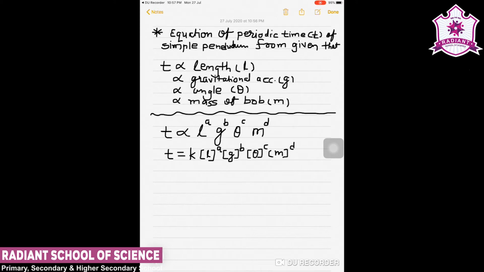Now what we will do, we will note down the dimension formula of each term, and then we will compare the power of the left hand side to the right hand side with their dimensions. Say mass has dimension M, so whatever the power of mass in the left hand side will be compared with the power of mass in the right hand side. Similarly length in the right hand side, time in the left hand side, time term in the right hand side, and then on the basis of that we can get the value of a, b, c and d.